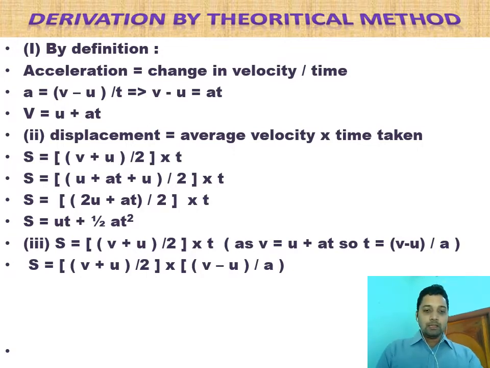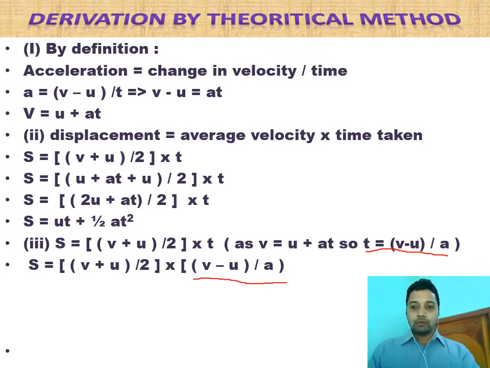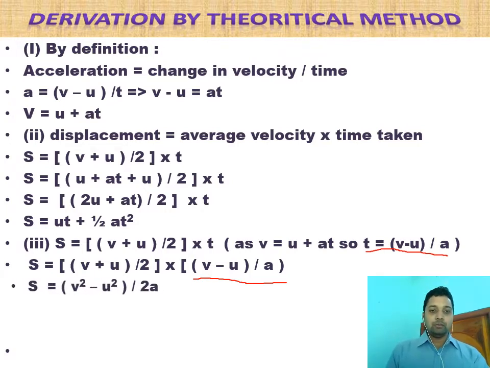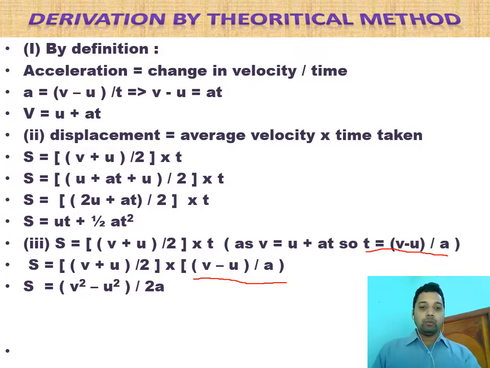Here you can see we'll substitute the value t equal to v minus u by a. So here we have used the value v minus u by a. So v plus u into v minus u, a plus b into a minus b, that is a square minus b square, the algebraic formula used here. So s equal to v square minus u square by 2a.